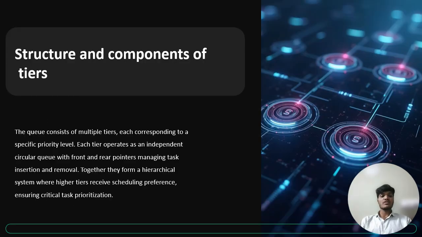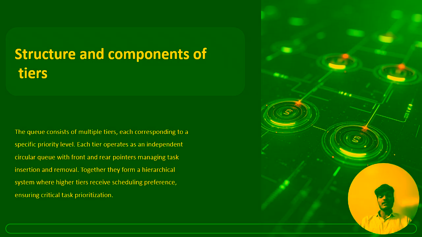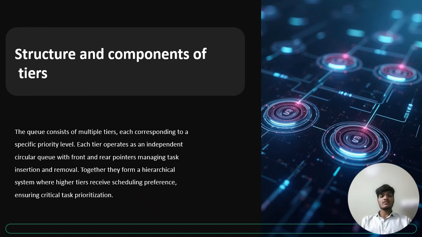Next, structure and components of tiers. What is the structure and components in tiers? The queue consists of multiple tiers, each corresponding to a specific priority level. Each tier operates as an independent circular queue with front and rear pointers, managing task insertion and removal.